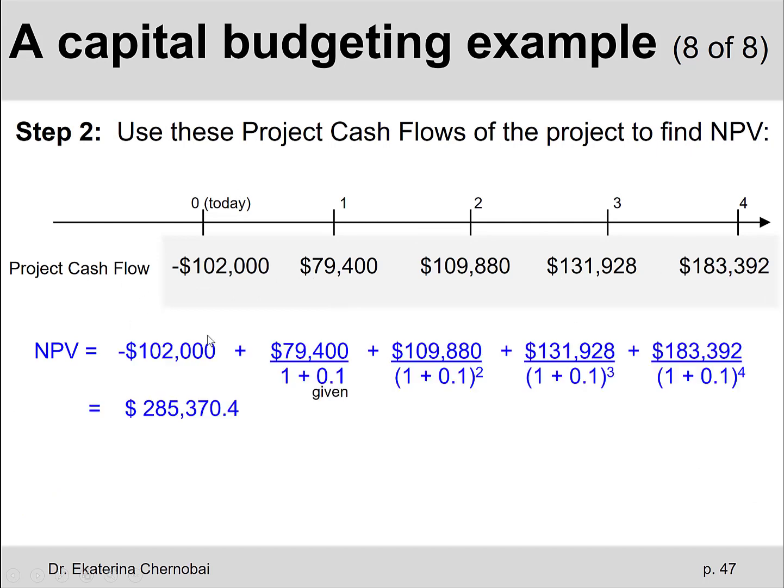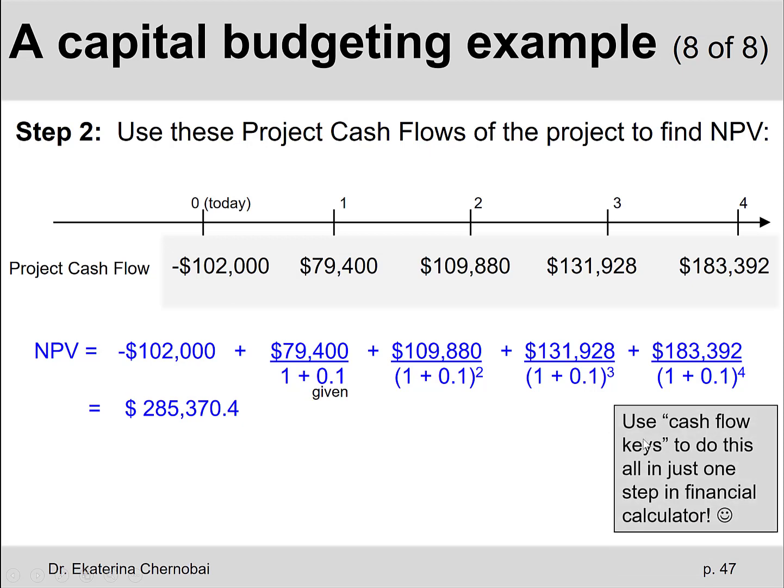We find the net present value using 10% as the discount rate, which was given. The easiest way would be to use the cash flow keys in the financial calculator, where negative 102,000 would be your cash flow 0, and then the other 4 cash flows will be entered as cash flow 01, cash flow 02, cash flow 03, and cash flow 04. Then you press the NPV button. It asks you to enter the interest rate, I equals, you put 10, save it, and then press compute. What do we get? $285,370.40.